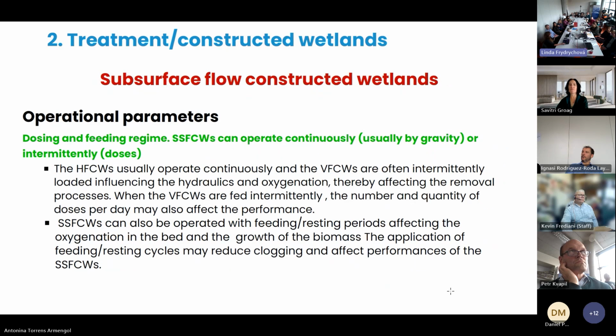Then for the subsurface vertical flow, the dose and the feeding regime are very important. It is not the same if we feed all the time, or how many feedings we do a day, or whether we let the filter rest between feedings or not. That will also change the pollutant removal.